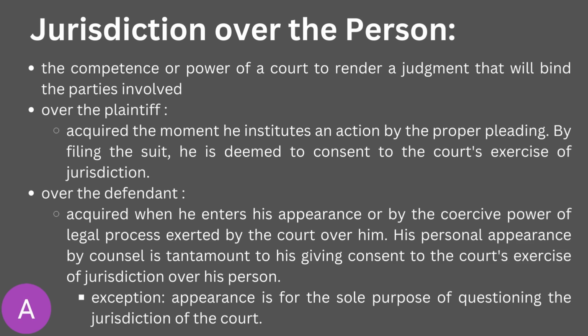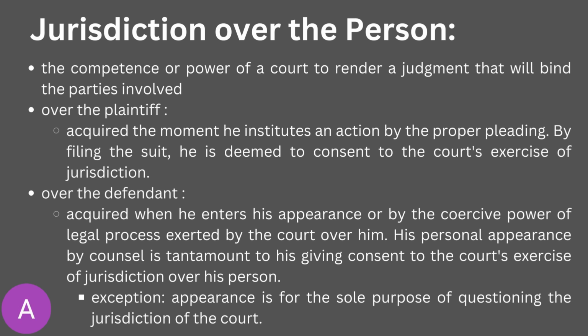Jurisdiction over the person. Jurisdiction over the person is the competence or power of a court to render a judgment that will bind the parties involved, the plaintiff or petitioner, and the defendant or respondent. Jurisdiction over the plaintiff is acquired the moment he invokes the power of the court by instituting the action by the proper pleading. A plaintiff, under the rule of submission, may sometimes, by filing suit with the court, be deemed to consent to its exercise of jurisdiction over his original cause of action, including counterclaims filed by the defendant, and he would then be subject to the judgment of the court.